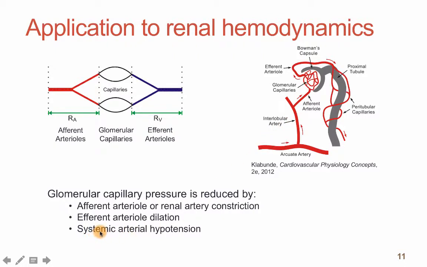a fall in systemic arterial pressure. So any of these changes here would cause a reduction in glomerular capillary pressure.